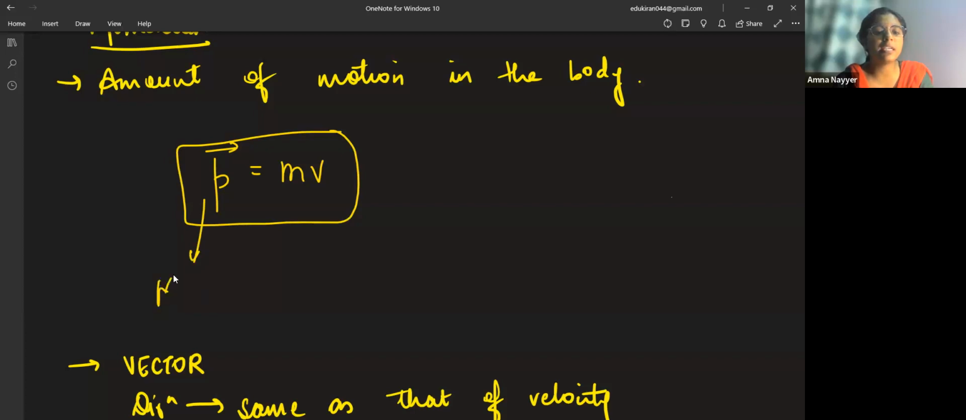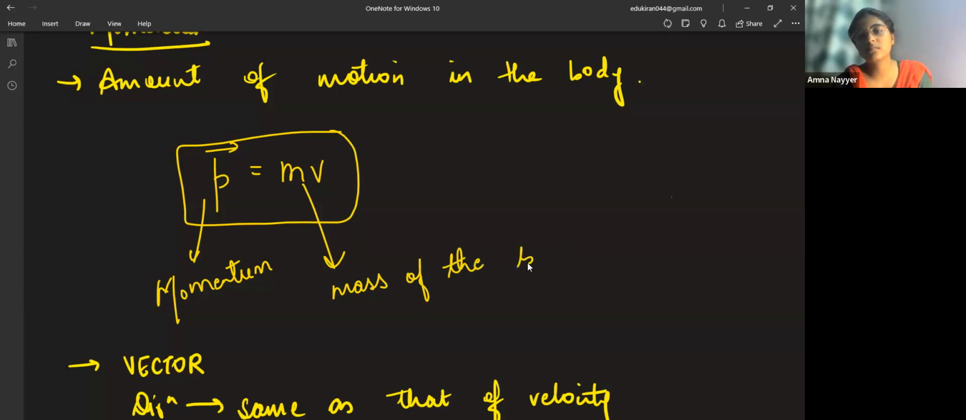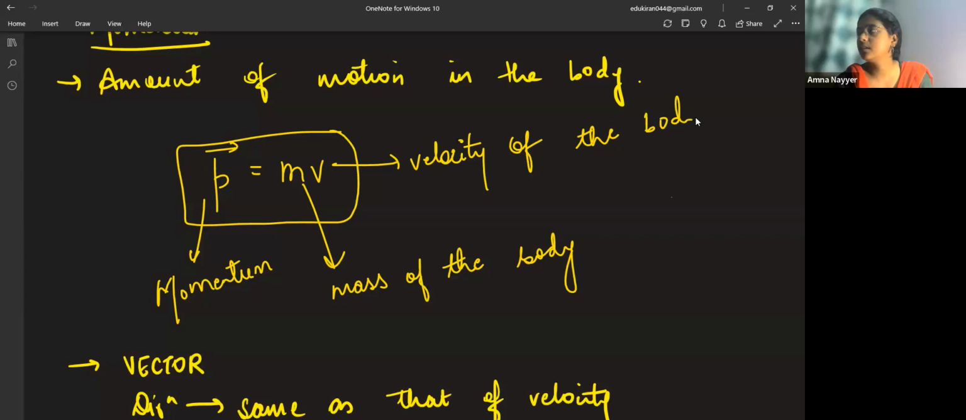P is momentum, m is the mass of the body, and v is the velocity of the body. Fine. It is a vector quantity, so do not forget to put a vector sign. It means you have to tell the direction.